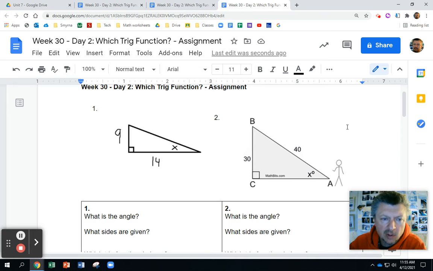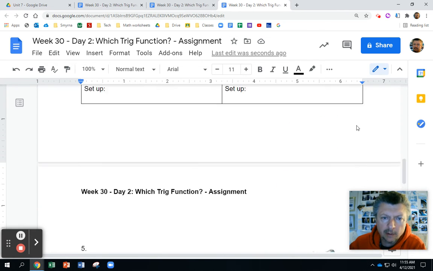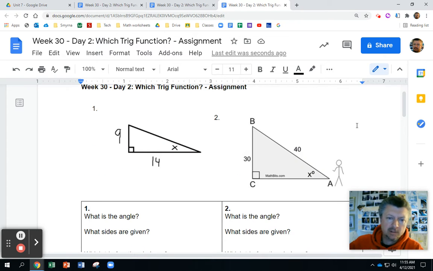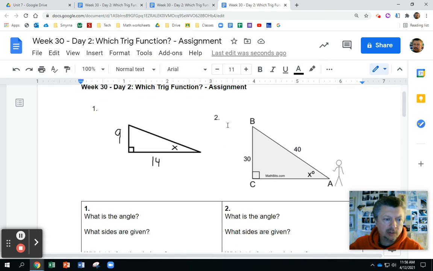So we're going to go over the day two notes and assignment. There are going to be 6 questions here. I'm going to do 3 with you, and then you do the next 3 on your own. So we're continuing with Trig. First of all, we're going to look at this triangle.